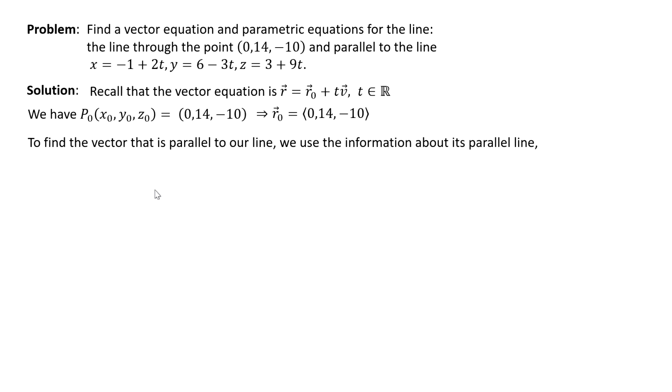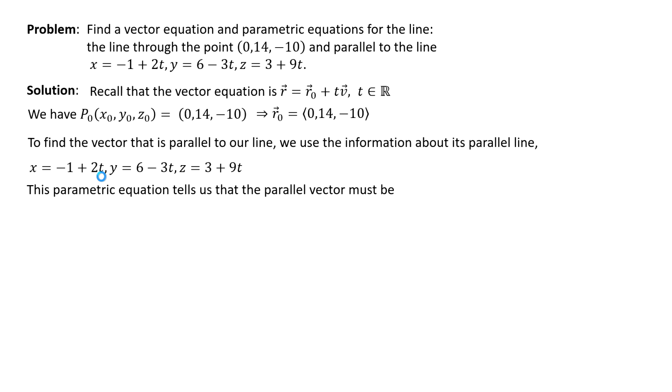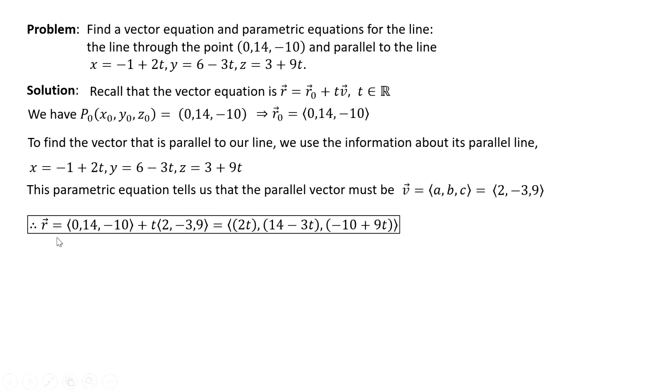We use the information about its parallel line. This is what I was talking about. The parallel line has this parametric equation, and immediately we say the parametric equation tells us that the parallel vector must be the coefficients of t: 2, negative 3, and 9. Cool. Once we get this, it's straightforward. Our vector form is R sub 0 plus t times ABC. And that's it.